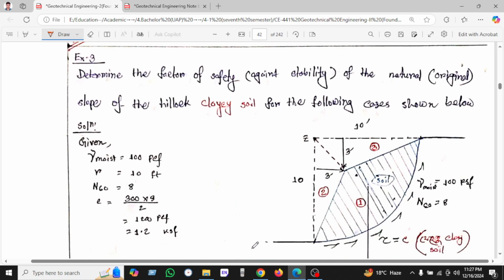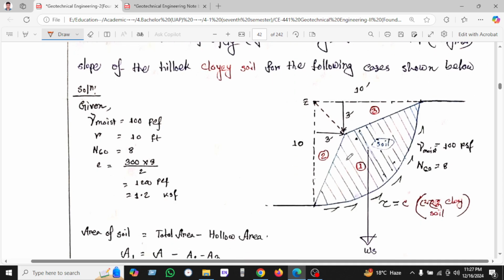So here is another example. You can see: determine the factor of safety against stability of the natural original slope of the hilly clay soil, for the following case shown below. As we can see here, the slope is very complex, so we are dividing it into portions 1, 2, 3. Here the moist soil is given. The unit weight of moist soil is 100 psf and R is 10 feet. N60 is found from the SPT value, which is 8, and C equal to, we know, 300 N60 divided by 2. In this way, 1.2 ksf.